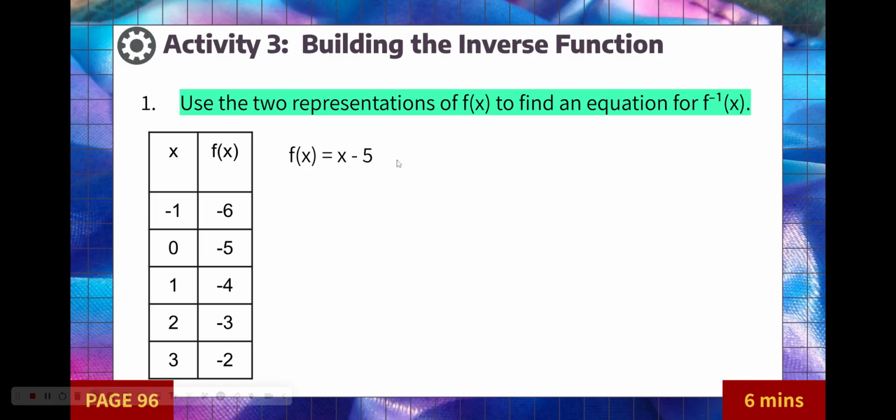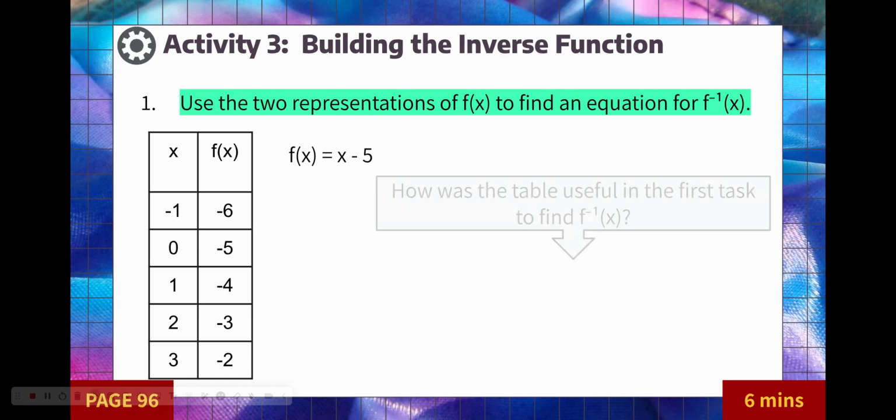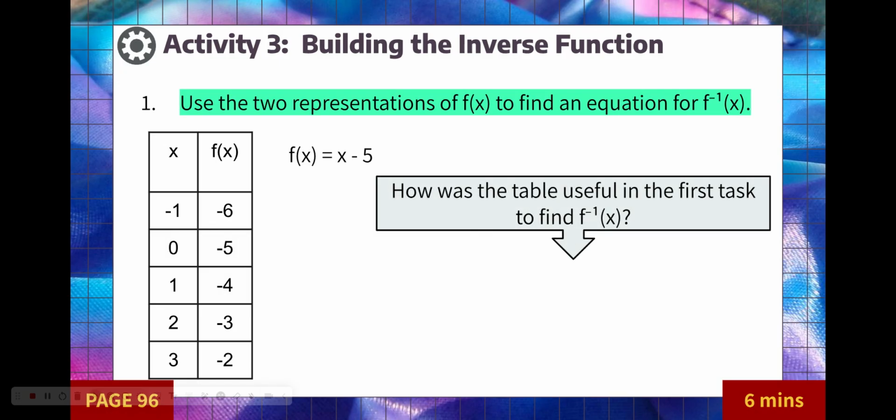Anyway, activity 3, building the inverse function. As I said, use the two representations of f of x to find an equation for the inverse of x. Now, how will this table help you to understand what the inverse function means? Look, how was the table useful in the first task to find the inverse of x?